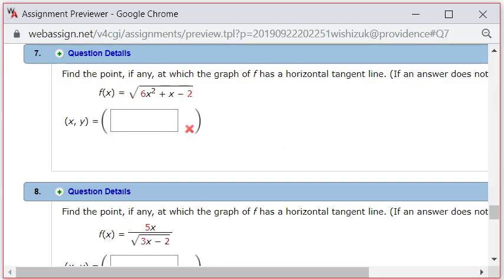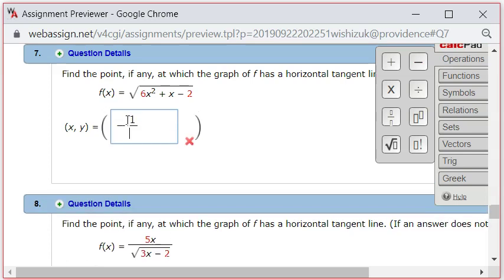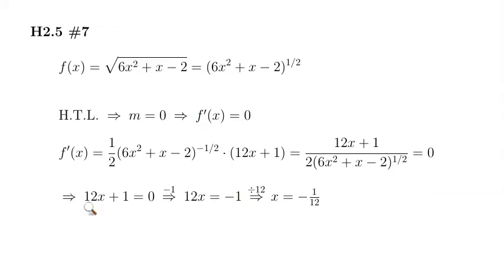So let's type it in. The x value is negative 1 over 12. Then we need to find f of negative 1 over 12. So let's compute that. We need to find the corresponding y value. In order to find the y value, all we have to do is plug negative 1 over 12 into the original function. So we need to compute this. Let's plug it in.